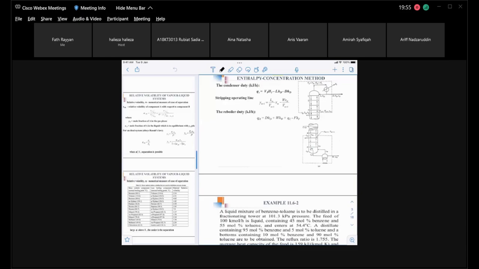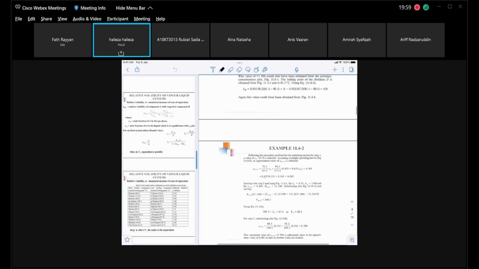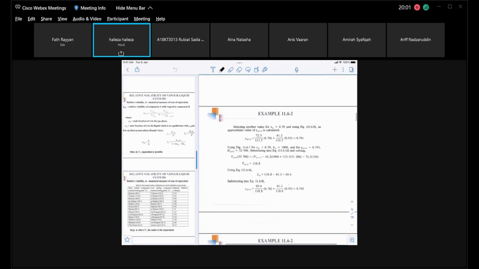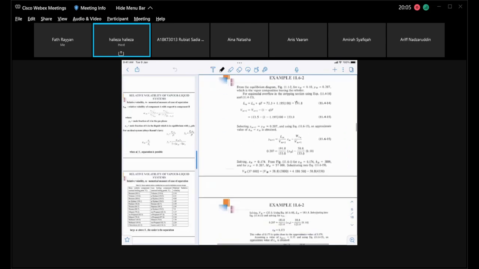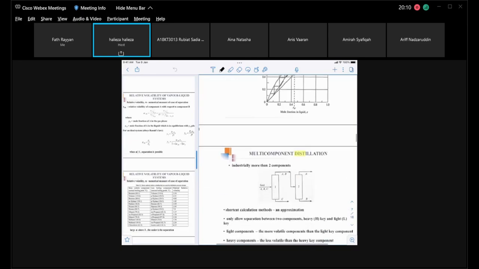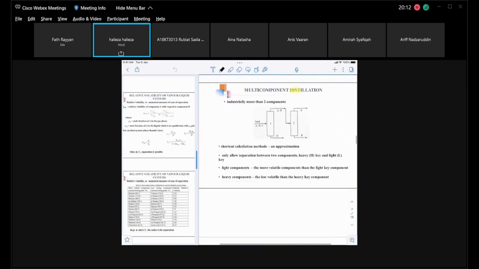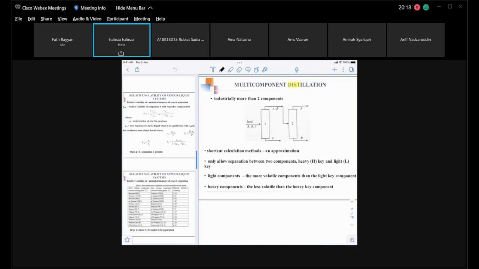Hey guys, we'll be looking at multi-component distillation. We have already mentioned the enthalpy concentration method, which I briefly went through last Sunday. Now we're going to look at multi-component distillation, which is what is happening in the outside world, in the plant. We're not going to have binary distillation. Most of the time, it is multi-component distillation.